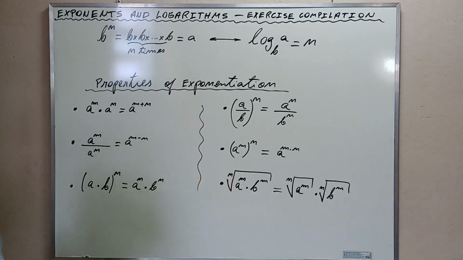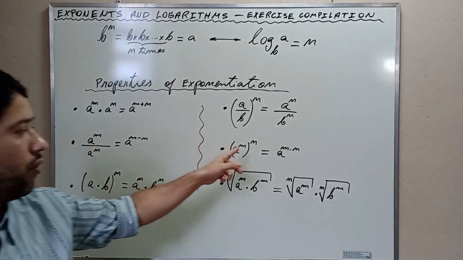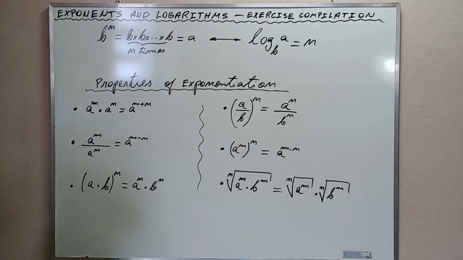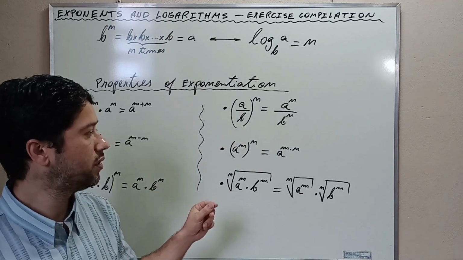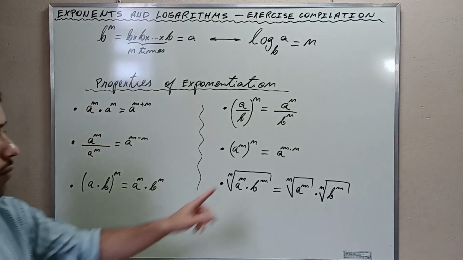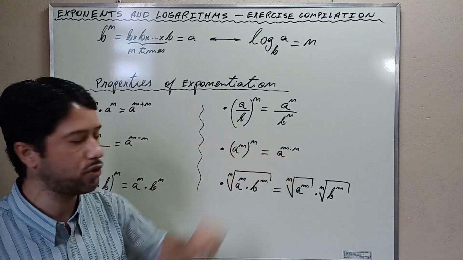a to the mth power, and the entire number raised to the power of n, is equal to a raised to the power of m times n. Observe that this is different than this. This is addition and this is multiplication.